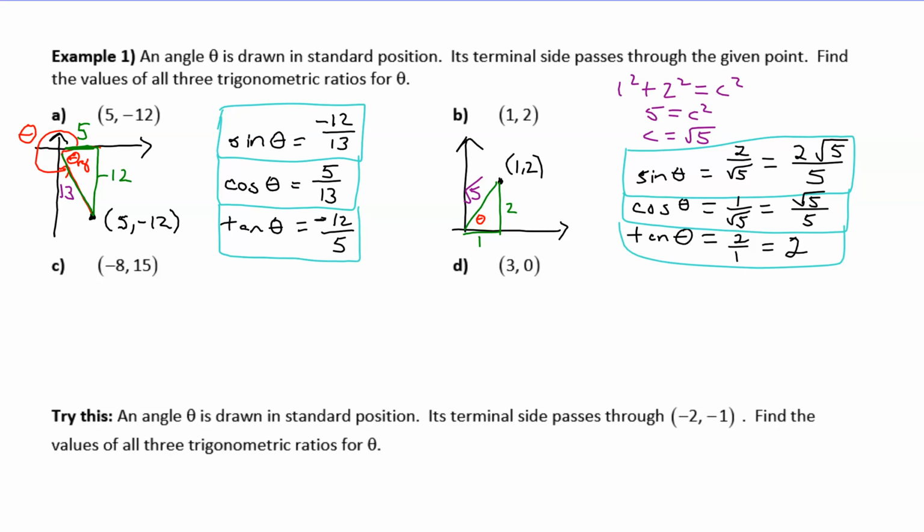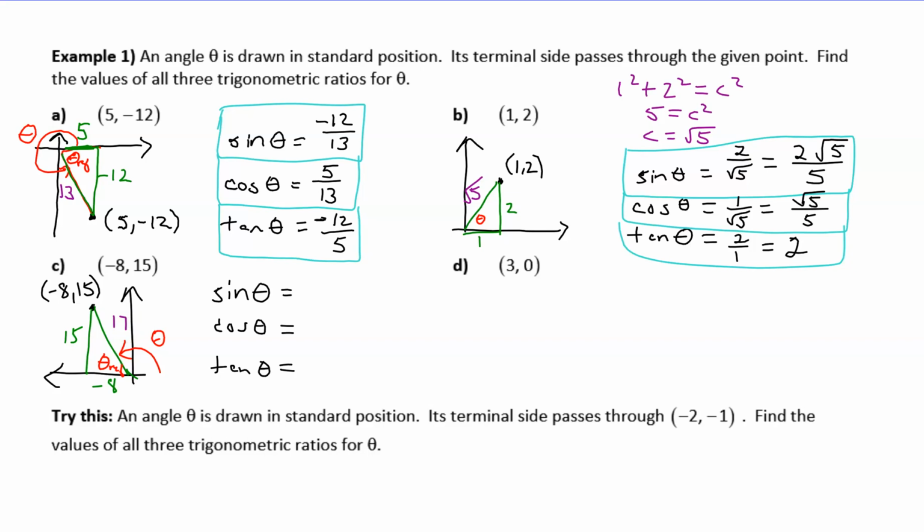Now let's look at C. The point (-8, 15) is in quadrant 2, and a reference triangle can be drawn. Recall that the angle theta goes from the positive x-axis to the terminal side, and the reference angle is contained on the inside of the triangle. The sides can be written on the reference triangle, and since 8, 15, 17 is a triple, we know that the hypotenuse is 17. Now we can use SOHCAHTOA to find the values of sine theta, cosine theta, and tangent theta.